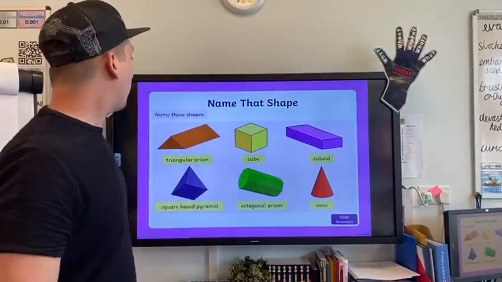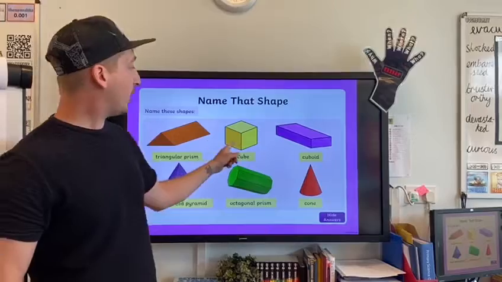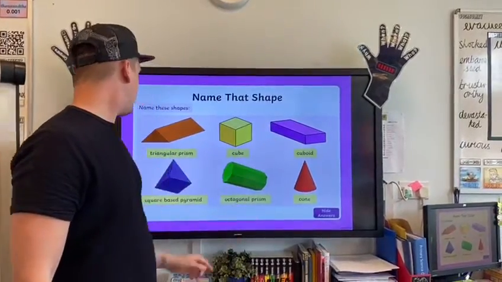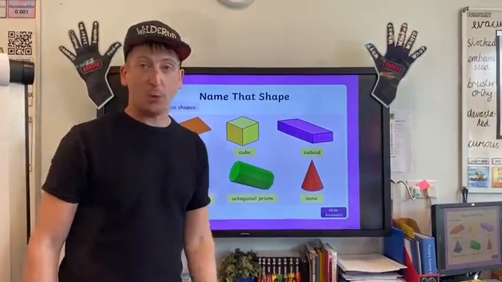Okay, so hopefully you came up with these answers here. So the first one, we've got a triangular prism, and we had a cube, a cuboid, a square-based pyramid, an octagonal prism, and a cone.